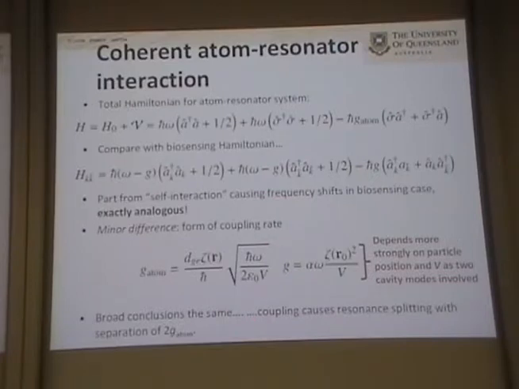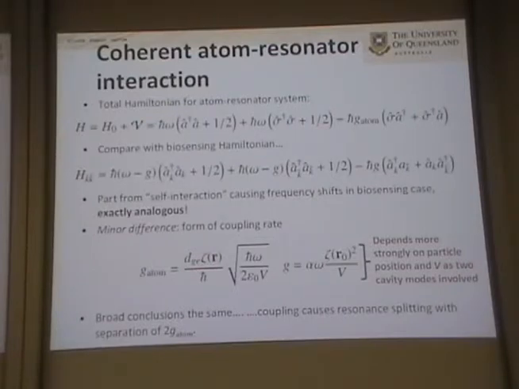And there's a minor difference in the form of the coupling rates. In the atom case, the coupling rate goes as the inverse square root of the volume, whereas in the coupling between two counterpropagating modes inside the resonator, it goes as one on the mode volume. So you're more sensitive to mode volume when it comes to scattering than you are when it comes to cavity QED. And you're also more sensitive to particle position. So broadly the conclusion is the same.